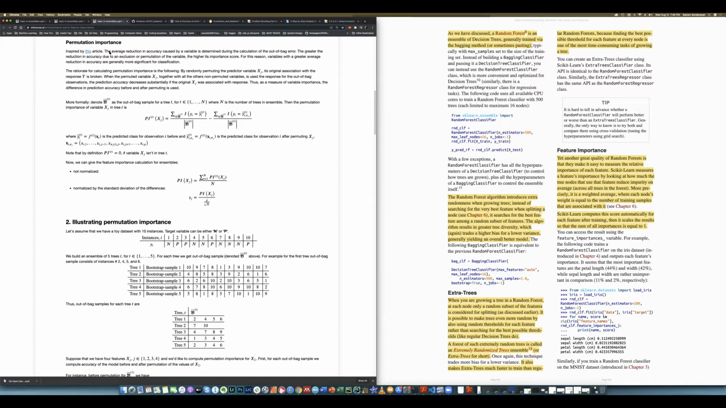So actually, I have the permutation importance open here. This article is covering that as well. That is a great explanation, Joe. If you want to use this example table right here to walk through what's going on.